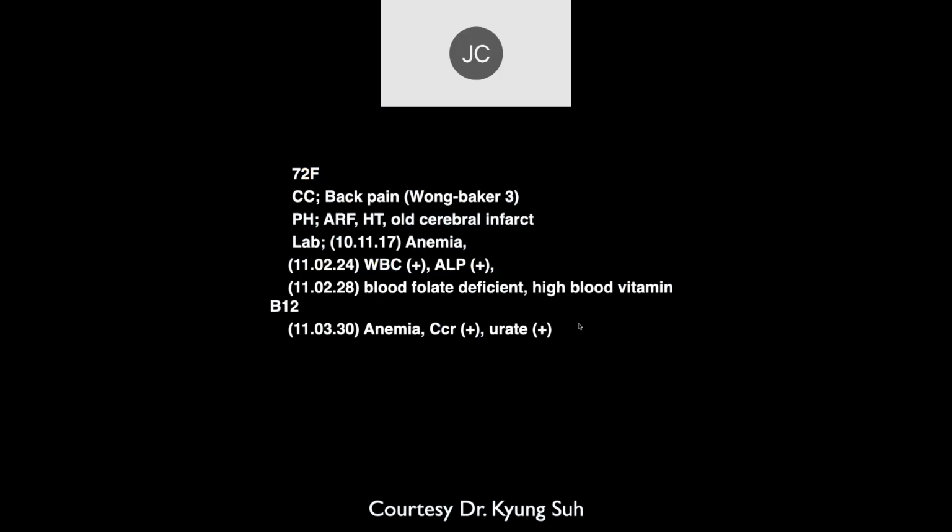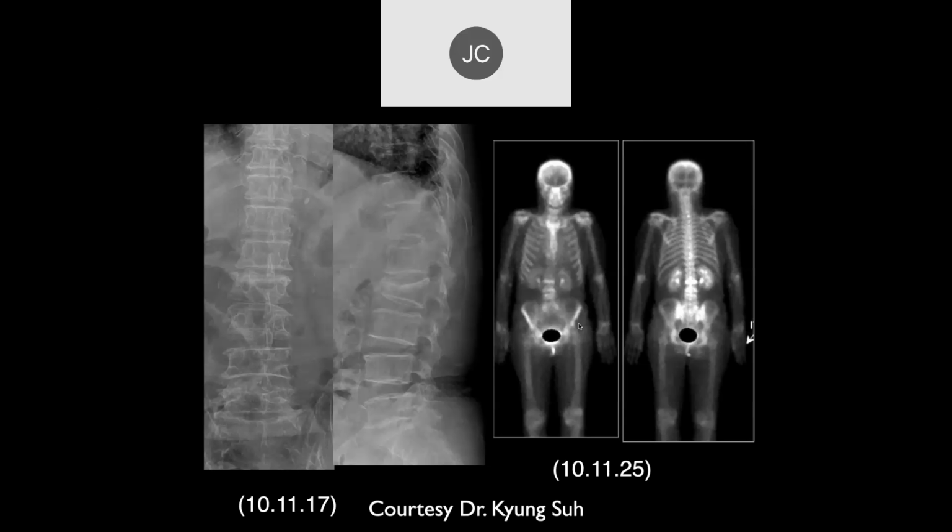72-year-old female, chief complaint of back pain, Wong-Baker 3. Yeah, moderate pain. Okay. Past history of acute renal failure, hypertension, cerebral infarct, anemia, elevated white blood cell count, and uric acid. Okay, a bunch of stuff.